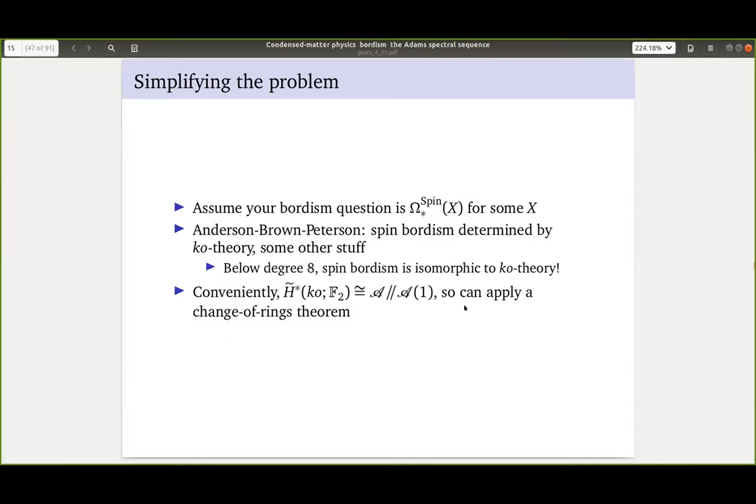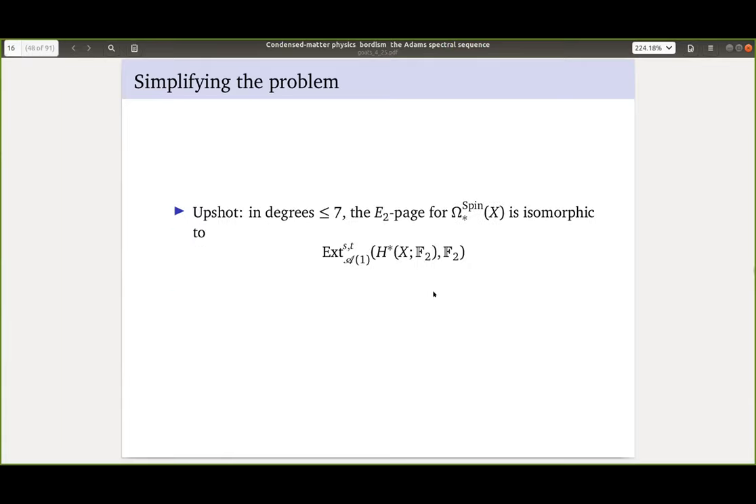And now something really convenient happens, which is that the mod 2 cohomology of ko, the spectrum representing connective real K-theory, is a quotient of the Steenrod algebra by a subalgebra. I will define the subalgebra in just a sec. But the upshot is that you can invoke a change of rings theorem that someone proved about Ext and massively simplify your problem.